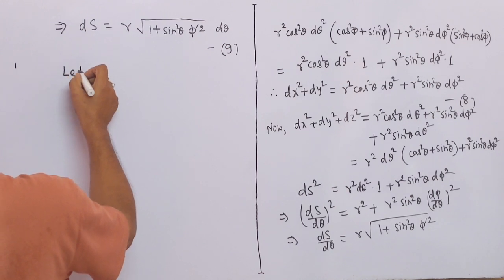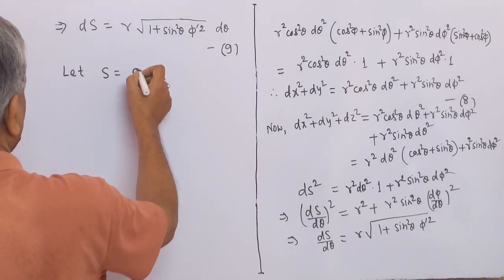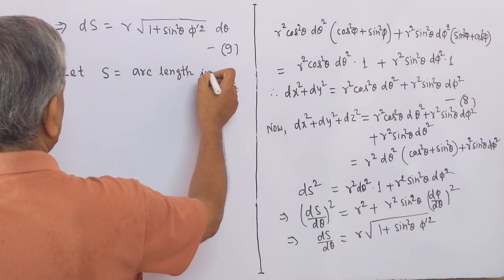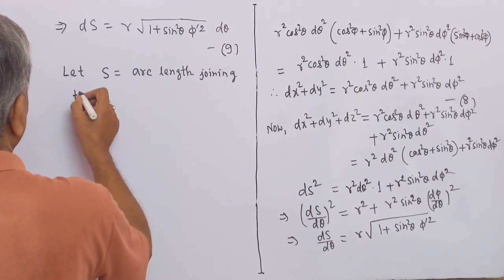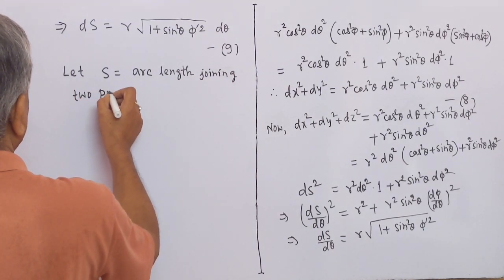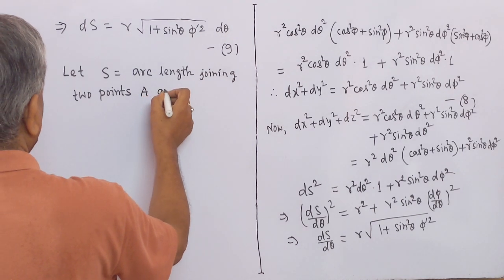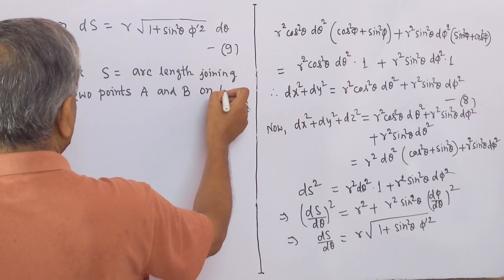Let s equal to arc length joining 2 points A and B on the sphere.